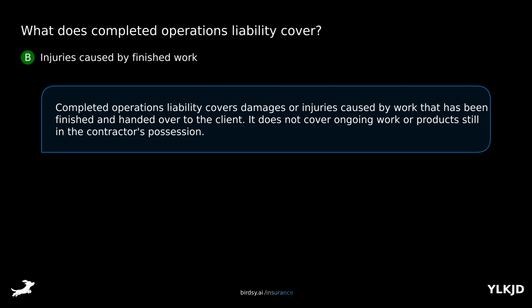Completed operations liability covers damages or injuries caused by work that has been finished and handed over to the client. It does not cover ongoing work or products still in the contractor's possession.